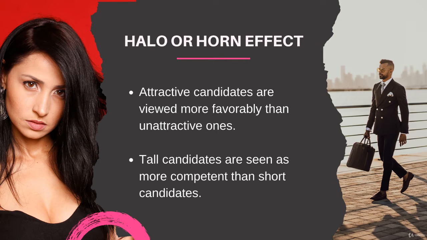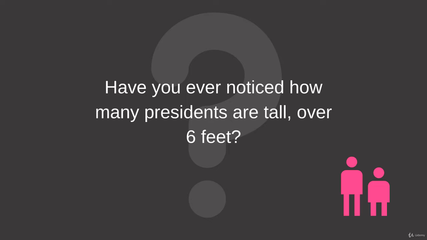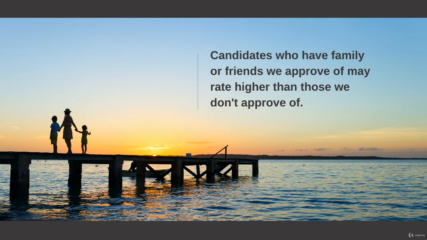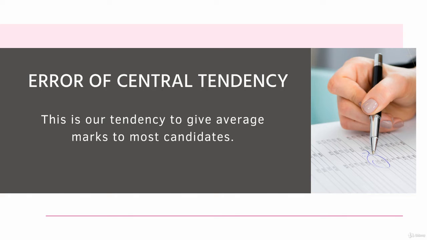Halo or horn effect. This tendency has been researched extensively. Attractive candidates are viewed more favorably than unattractive candidates. Tall candidates are seen as more competent than short candidates. Think about it. Have you ever noticed how many presidents are tall, over 6 feet? Candidates who have family or friends we approve of may rate higher than those who have family or friends we don't approve of.